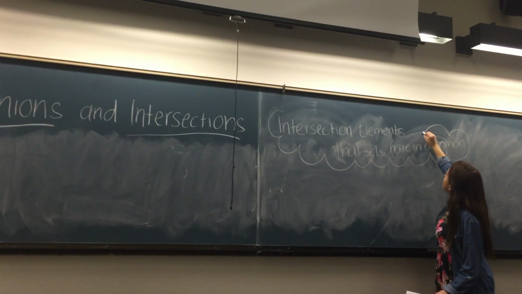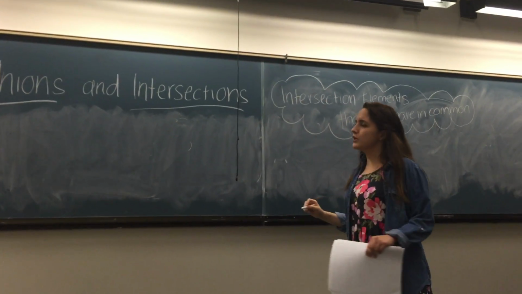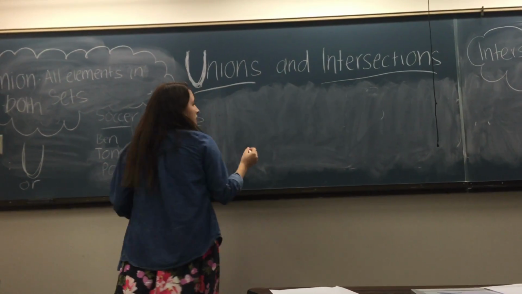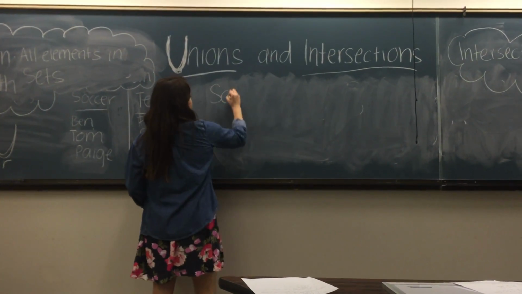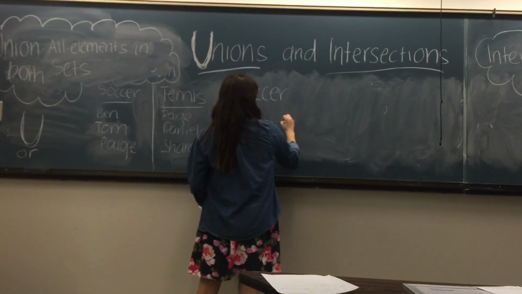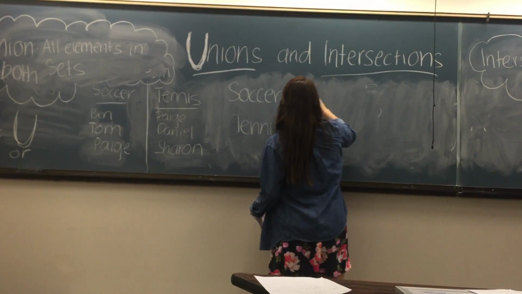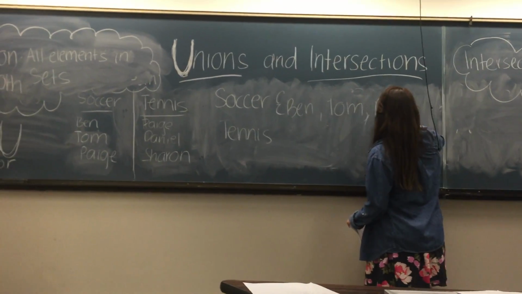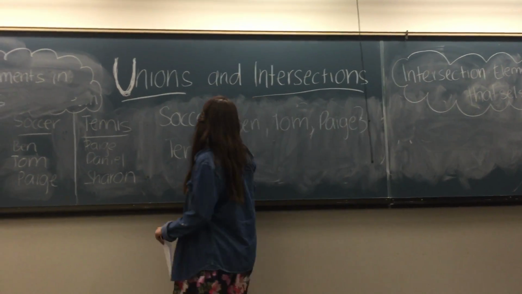I don't want you to get confused with the two. Okay, we're going to use the same example of the soccer and tennis students. So I'm going to write it the same. So remember, we have soccer and we have tennis. And for soccer, we have Ben, Tom, and Paige. So here's our first step. We write it in set notation.